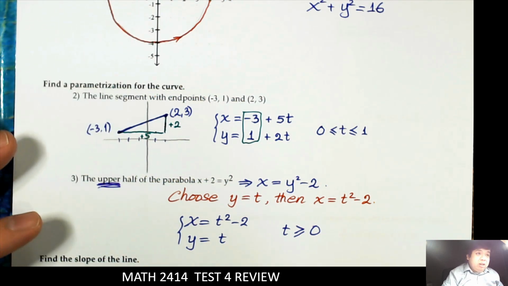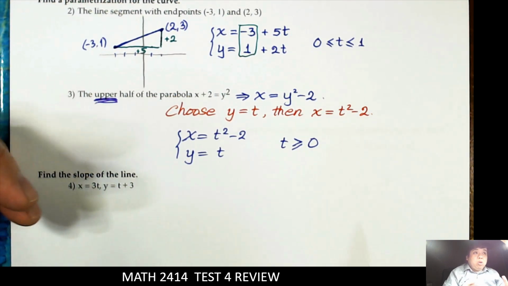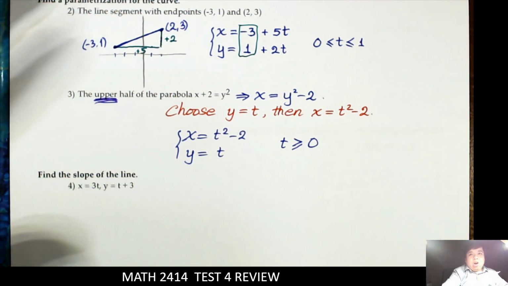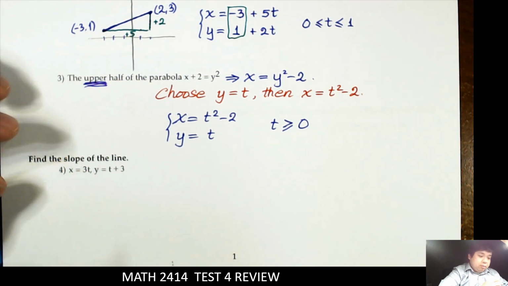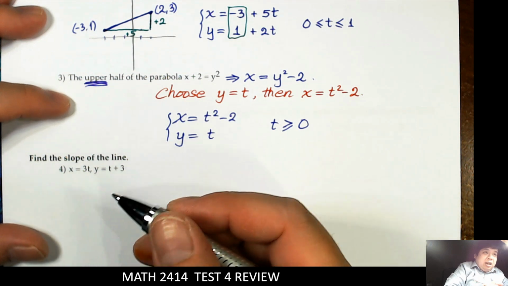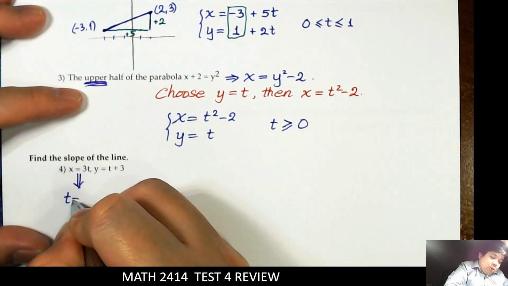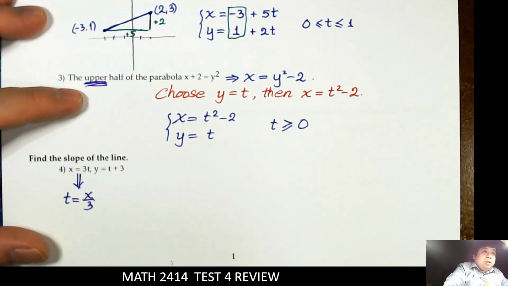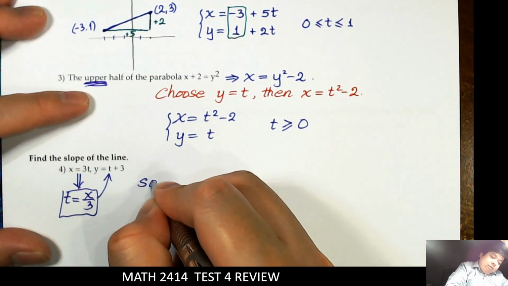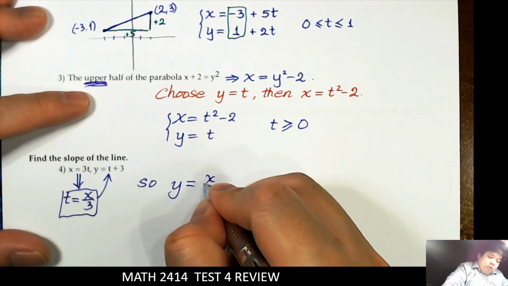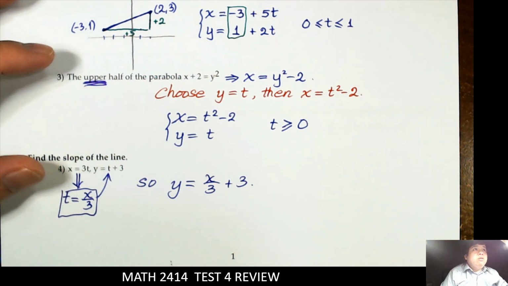Now what happens if we have something like this, the equation of a line, but we want to write y as a function of x. What we need to do is solve for t in terms of x. So from here we can say t equal to x over 3, and then we can substitute this in here. So we have the equation of x over 3 plus 3. So that's what we have for those first 4 questions.